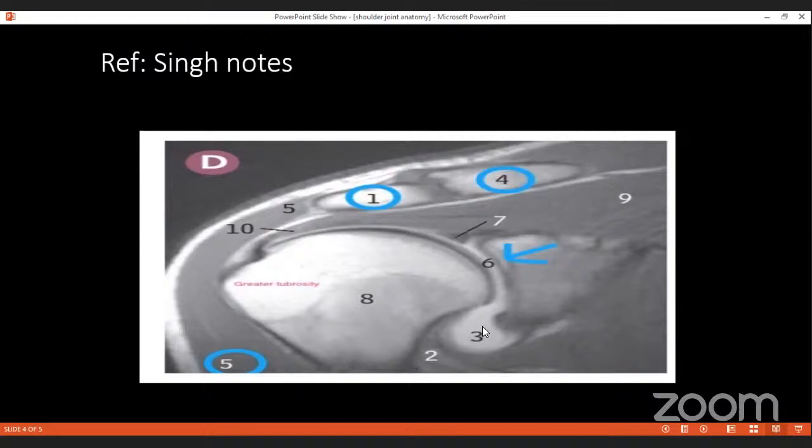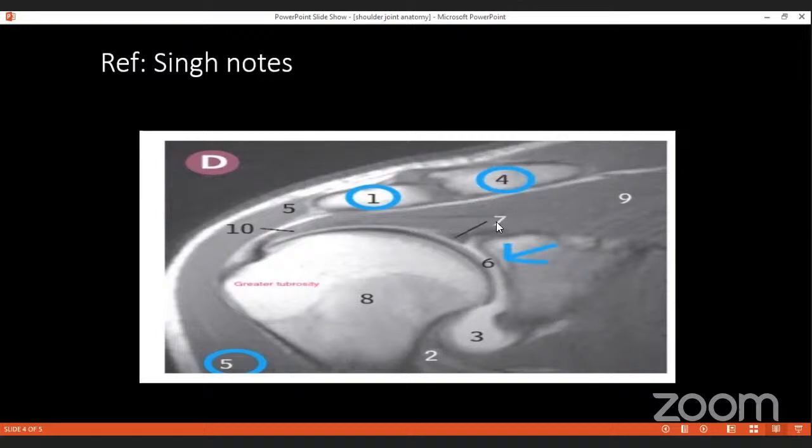Three, please. The shoulder joint cavity, the axillary recess. Four, please. The coracoid process. No, the clavicle. Sorry, this is the acromion, this is the clavicle. Five is the deltoid muscle. Six is the shoulder joint, the glenoid cavity.